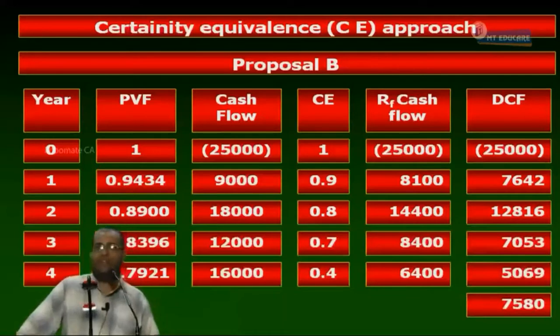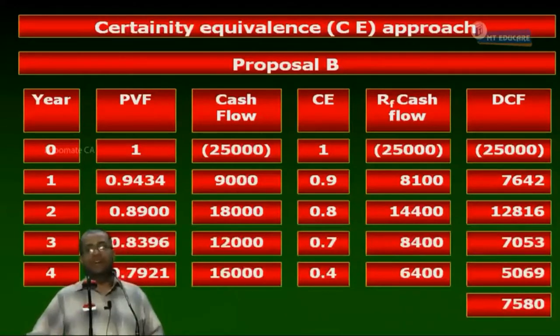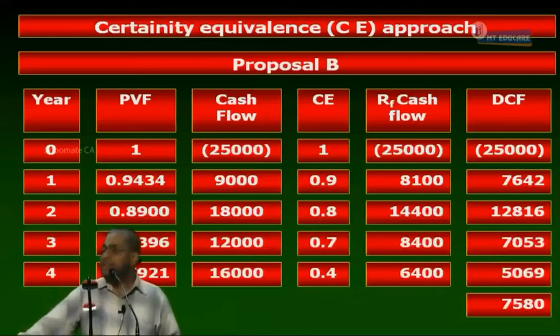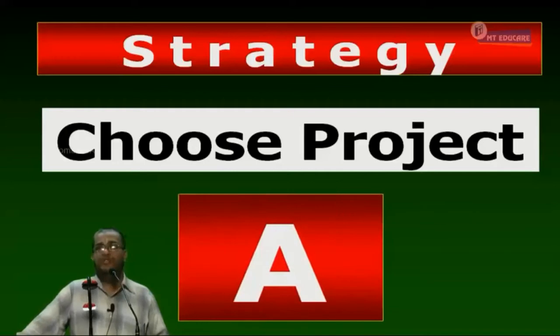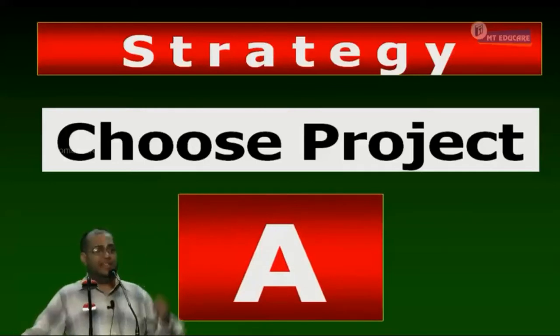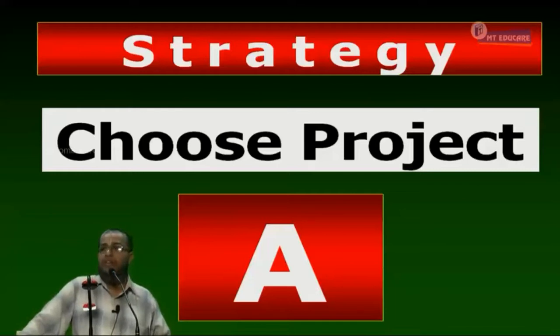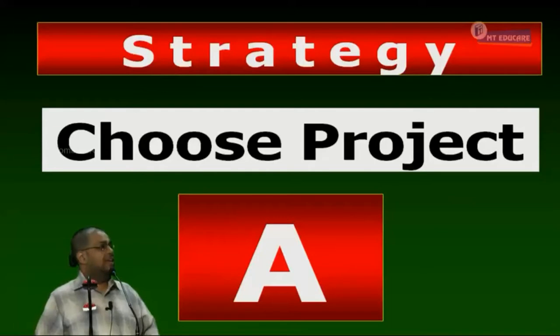7,580. Tell me, first or second, which is having the highest NPV? Write down. Project A should be selected. Choose proposal A since it has the highest NPV.